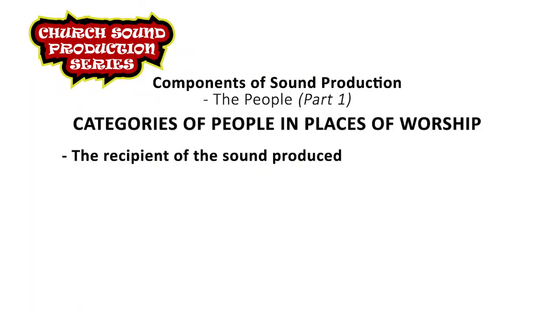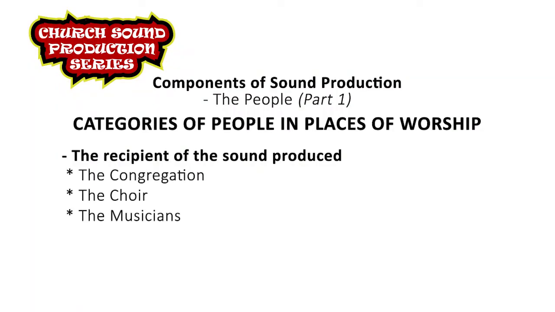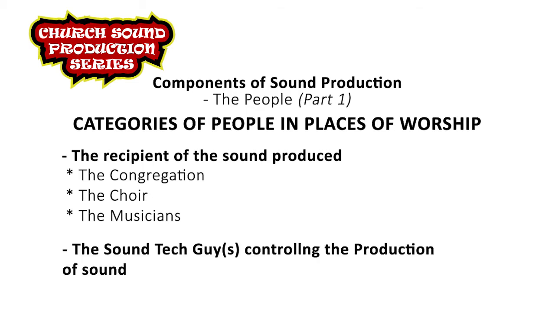In episode 2 and 3, I spoke about the people as a component of church sound production, in which I made us understand that the people can be categorized into 2 divisions. 1. The recipient of the sound produced, this includes the congregation, the choir, and the musicians. Then 2, the tech guy controlling the production of sound. I lay strong emphasis on the fact that the first major truth to be established is, as a tech guy or tech personnel, what you are doing in your place of worship is God's work, so doing it God's way is non-negotiable.